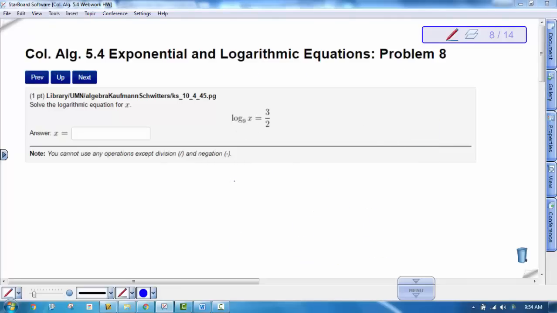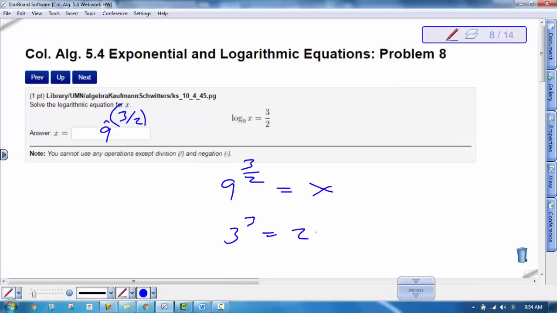So the next problem then, I'm going to change to exponential form. Base to the exponent equals the argument, and that was easy because 9 to the 3 halves equals x. There's my answer, 9 to the 3 halves. When you enter that in, make sure you use parentheses. And you could actually simplify this because the square root of 9 is 3, and 3 cubed is 27. So this does equal 27 if you do it with your calculator. Do the square root of 9 and then cube that answer.